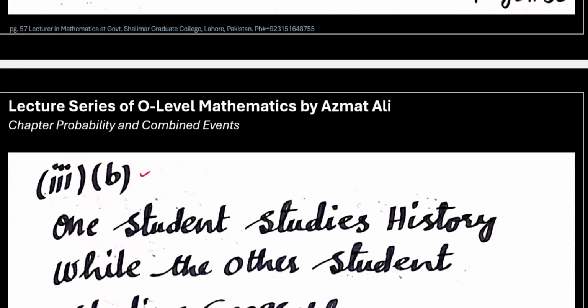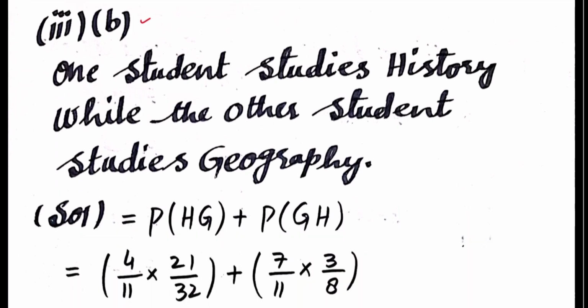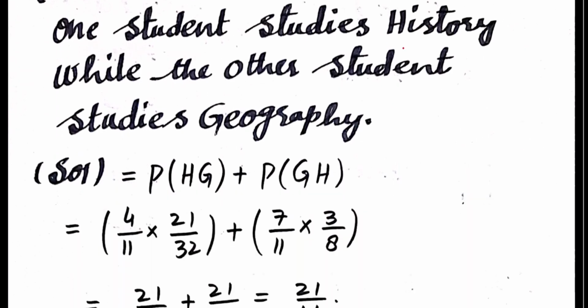In part (b), one student studies history while the other student studies geography. Now I have two possibilities. One student studies history and the other studies geography. Either the first student reads history and the second geography, or the first student is geography and the second is history. Either, or. In case of "or", we will always use the plus sign.